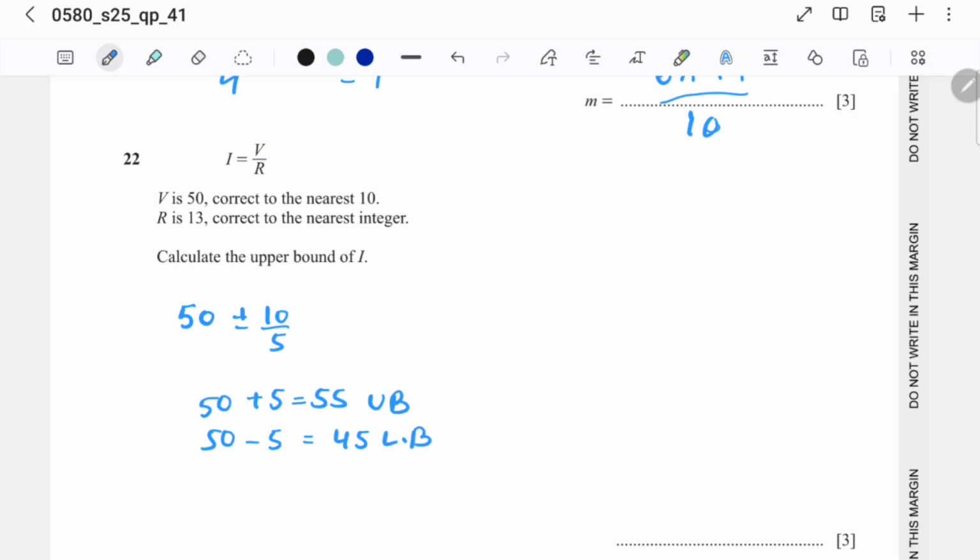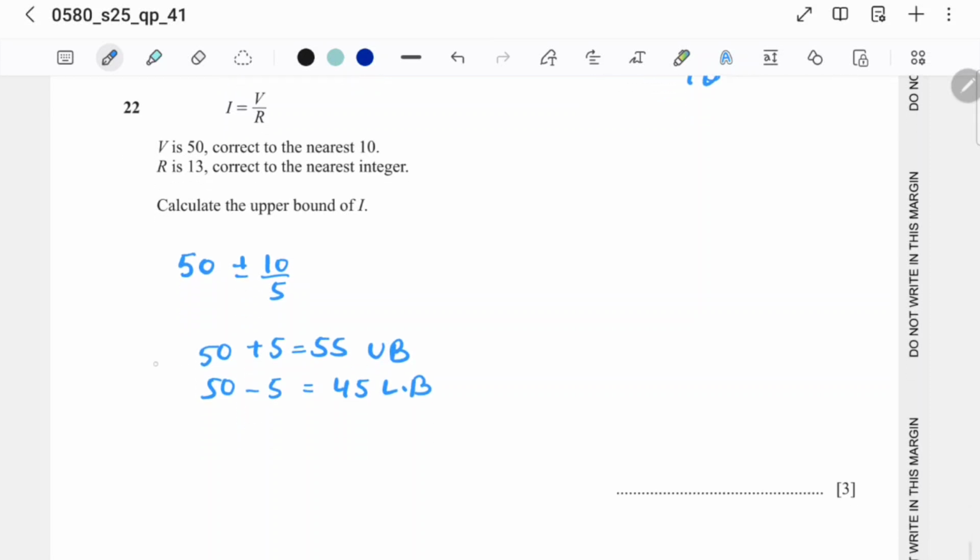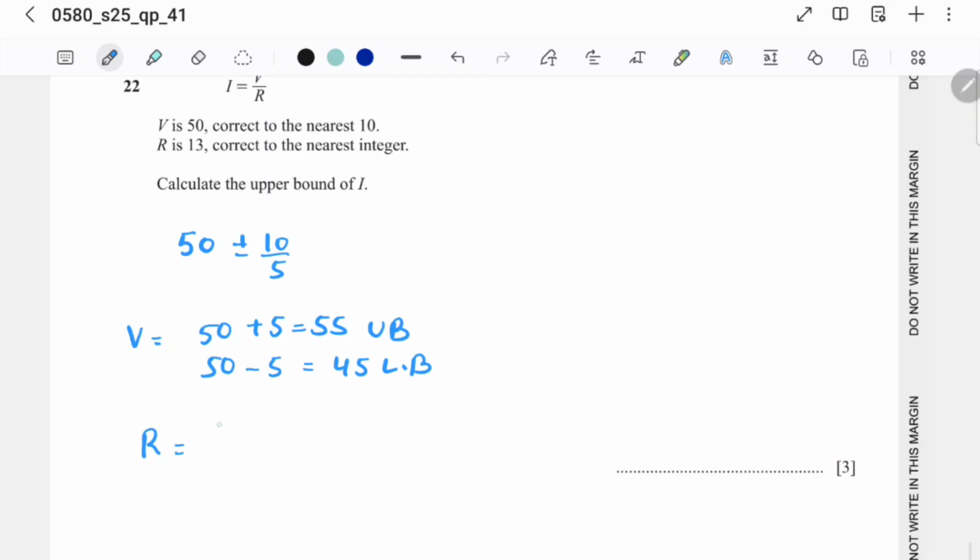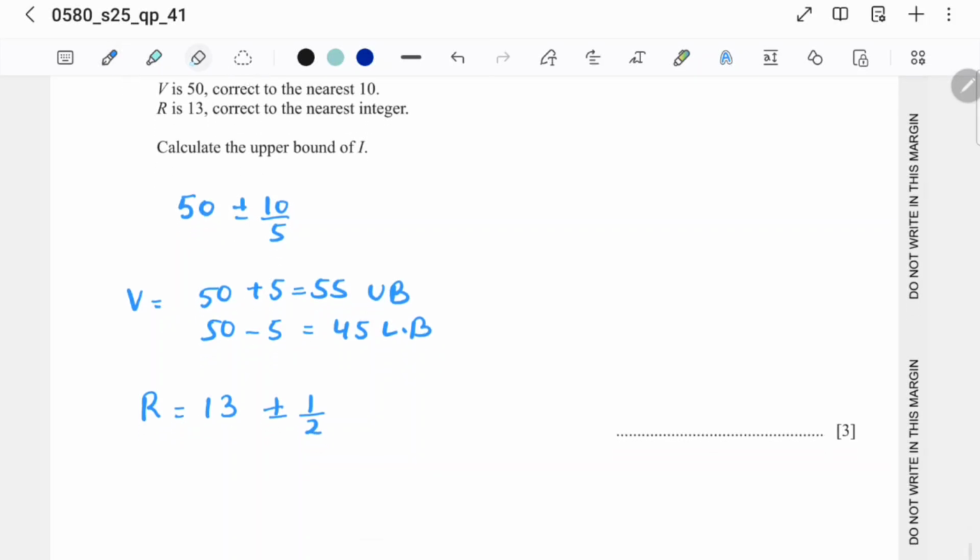Now 13 is r. Nearest integer means 1 over 2. So 13, if I add and subtract 1 upon 2, then I get the bounds, lower and upper. So 13 plus 0.5 is the upper bound, and 13 minus 0.5 is the lower bound. 13 plus 0.5 equals 13.5, and the lower bound is 12.5.